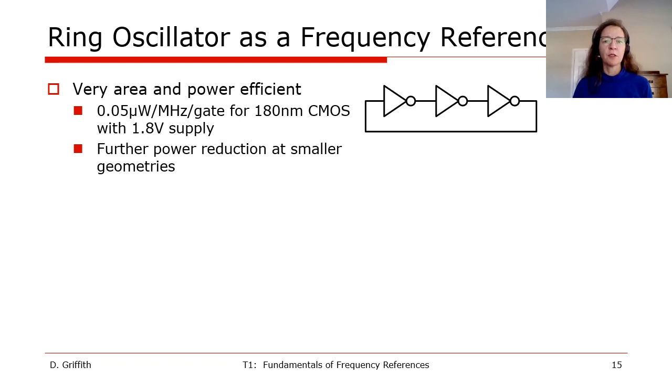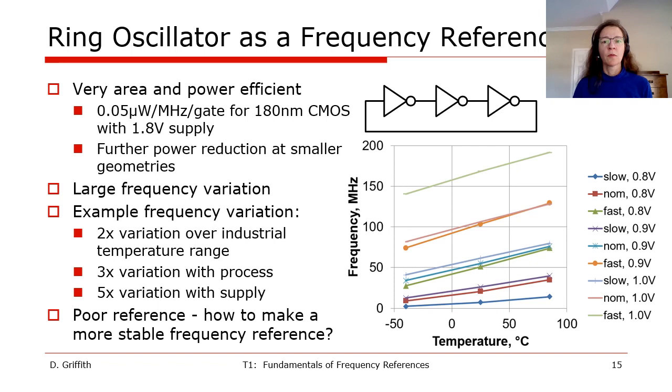However, the frequency variation is large. On the right there is a simulation showing the frequency of a ring oscillator simulated over 3 process corners, 3 supply voltages, and from -40 to 85 degrees C. We see a 2x variation with temperature, a 3x variation with process, and a 5x variation with supply. This is far above the target of 1 to 2% maximum frequency variation. So how do we make this more stable?